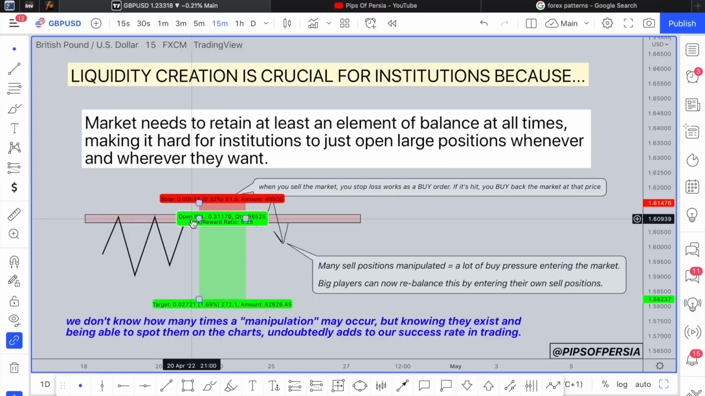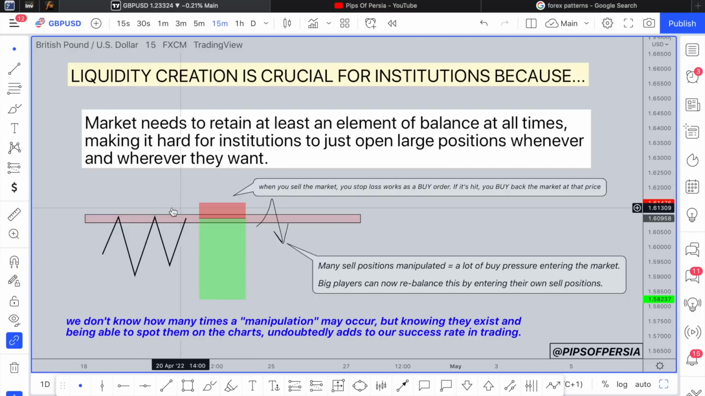If you sell it at 1.6 and your stop loss, for example, is at 1.61, when it hits 1.61, all of your sell orders are going to be transitioned back into a buy order. You are buying back your orders at a higher price than you initially sold them at. That's why you end up losing money.